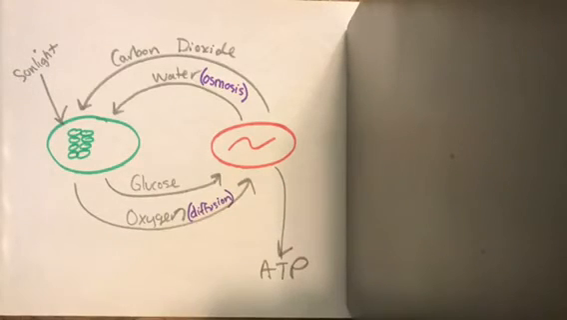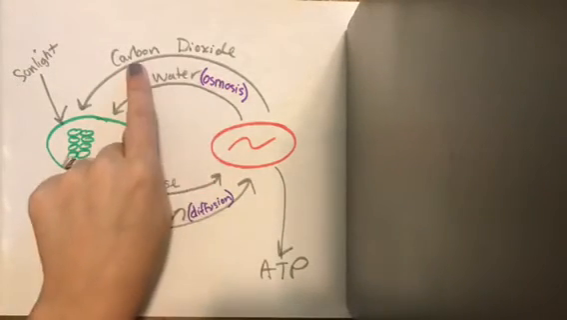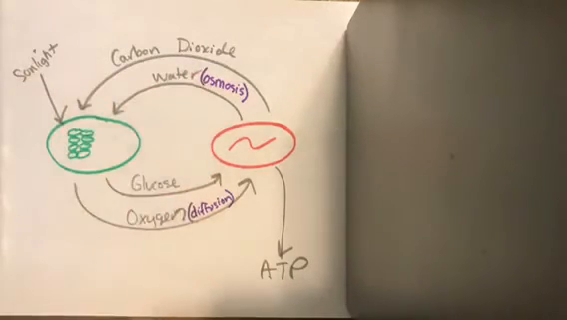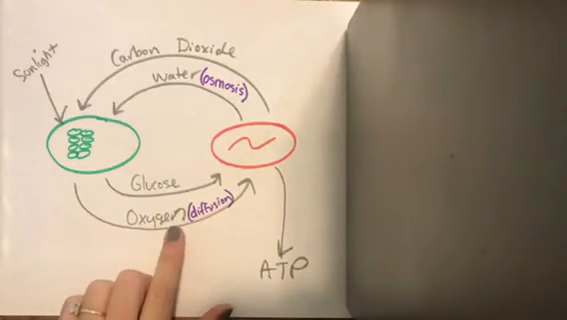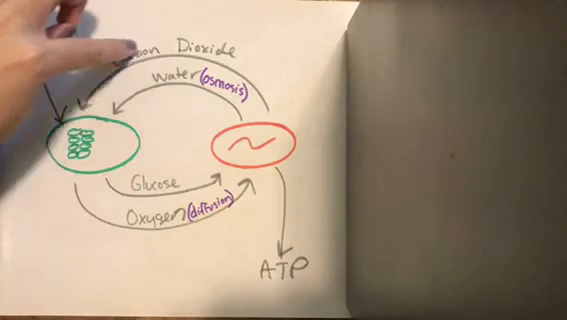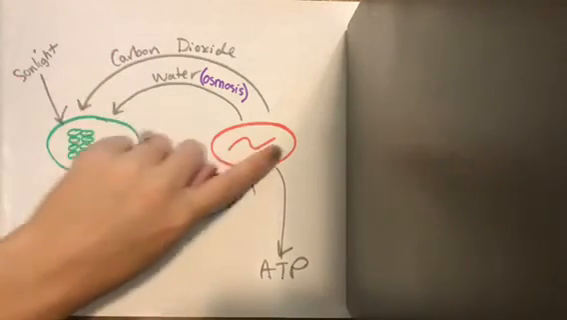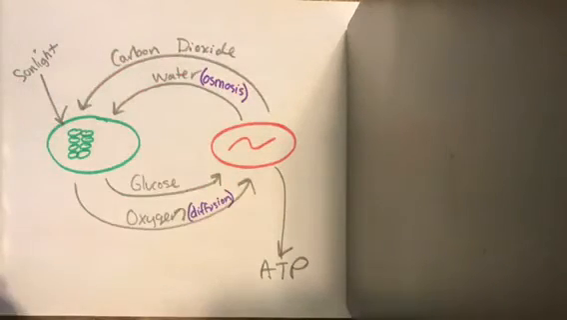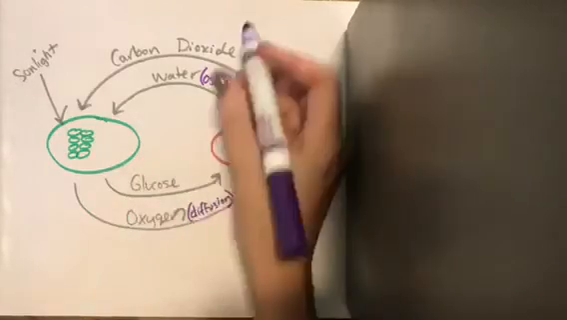Also, carbon dioxide. Carbon dioxide is very small, just like oxygen, so it's going to diffuse into the chloroplast as well as out of the mitochondria. It's going to move through diffusion through those cell membranes.